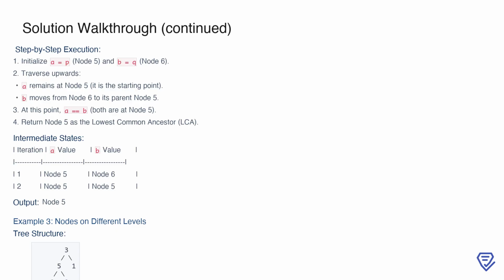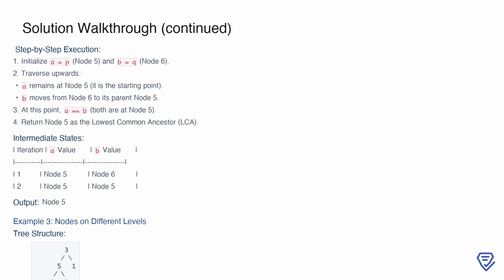On the other hand, B moves upwards from node 6 to its parent, which is node 5. Now, both A and B are pointing to the same node, node 5. This means node 5 is the lowest common ancestor. Looking at the intermediate states, during the first iteration, A is at node 5 and B is at node 6. In the second iteration, both A and B are at node 5. The algorithm then concludes, and node 5 is returned as the output.